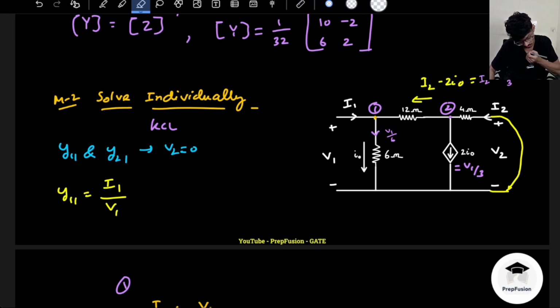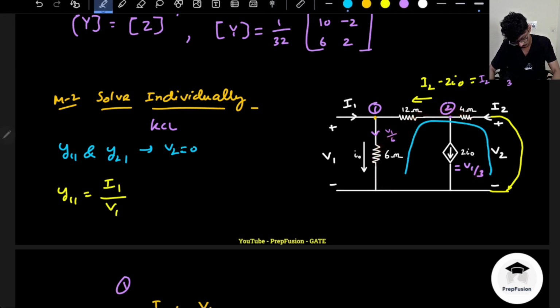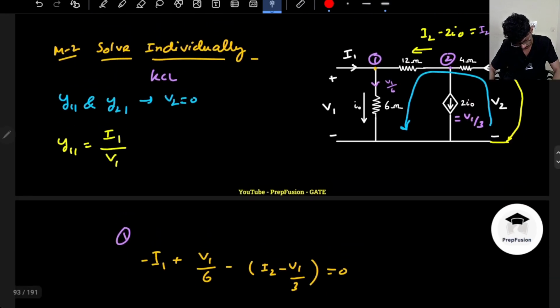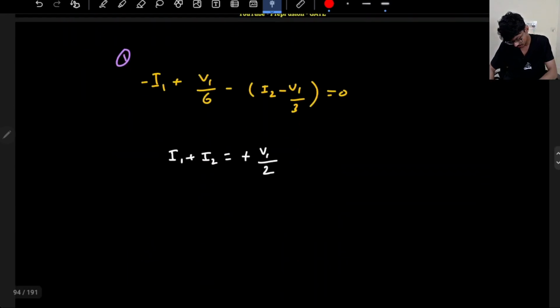So anything else? There is only one option left, because there is no other way to use a KCL here. So we can only use a KVL here. So if I use a KVL in this loop, V2 is anyway 0, so it does not matter. So this will be KVL.